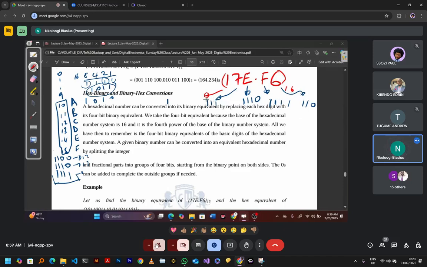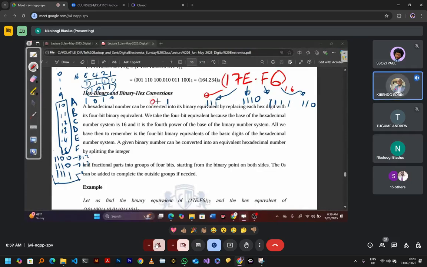Okay. So we have now gotten the binary equivalents. But because we want to group them in 4s, we have to give some zeros where necessary so that we have 4 bits. Okay? So the 1 becomes what?